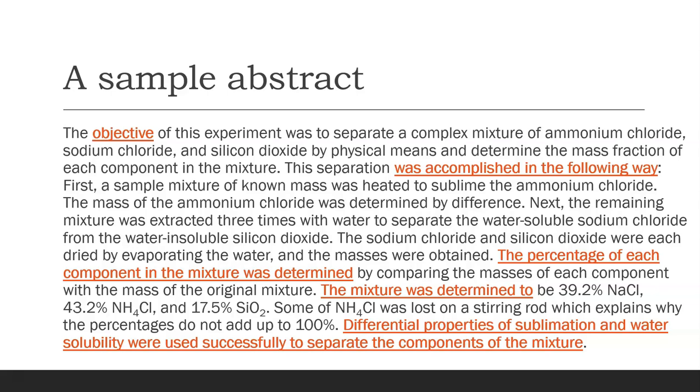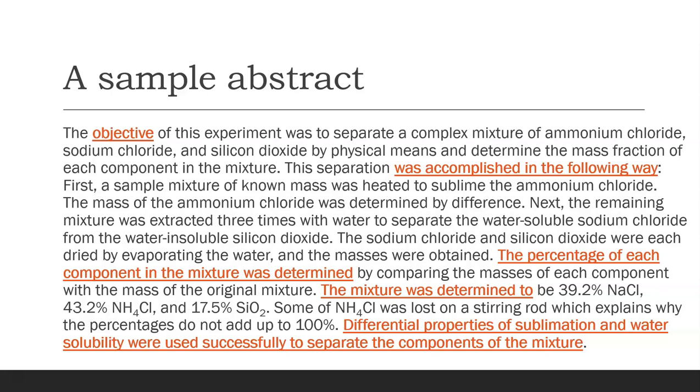So this is an experiment we did a long time ago. We're not going to do it this semester, but we did this a while ago, where the students needed to separate a complex mixture of ammonium chloride, sodium chloride, and silicon dioxide. And the idea was to separate these 3 substances from the mixture and determine how much of each was present in the mixture.